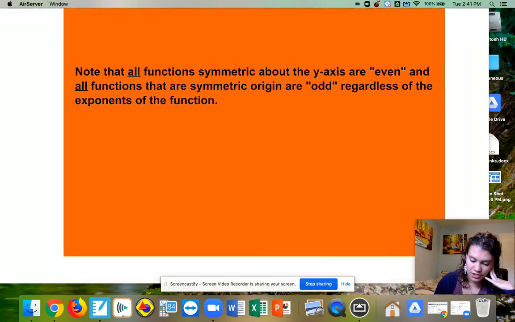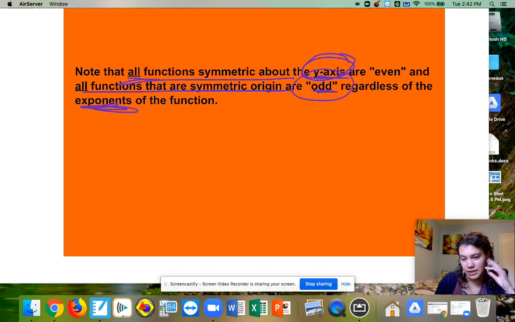So just a note, not all functions that are symmetric about the y-axis are even based on exponents. Let me say that again. So note here, all functions that are symmetric around the y-axis are even, and all that are symmetric around the origin are odd, no matter what their exponents are. So exponents are not a good indicator all the time.